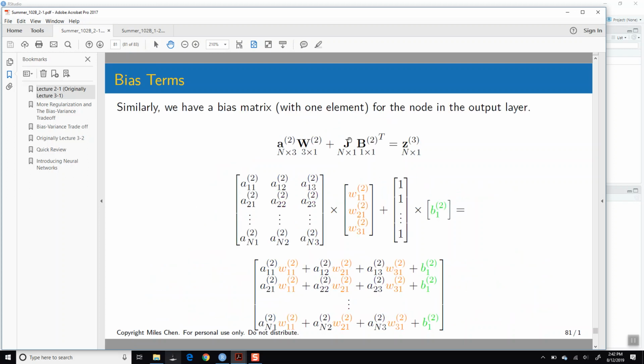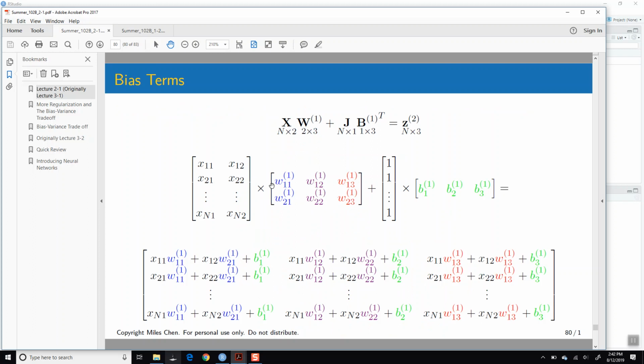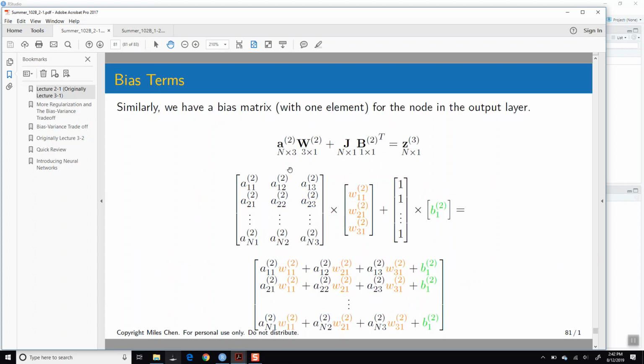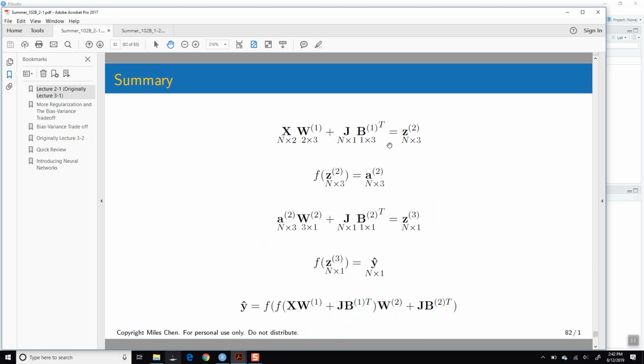And then we do the same thing. We take this whole thing and we run it through the function f, okay, and we get our a's, and then we do our a's times this, and we multiply it. We add j times b2, which is just 1 by 1, and so this gets added on like this, and we get an n by 1, and we run that through our function there.